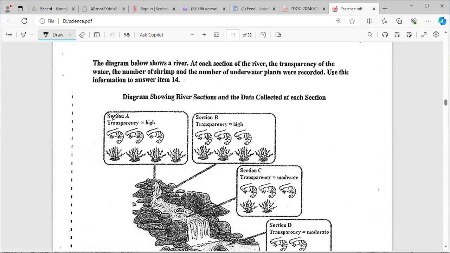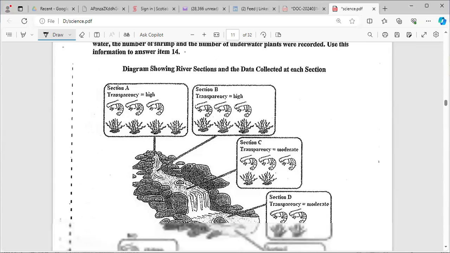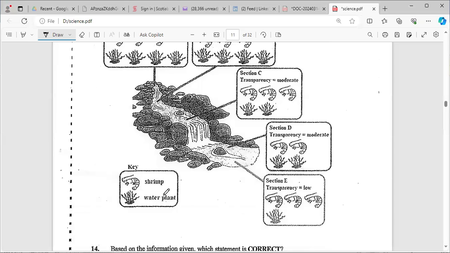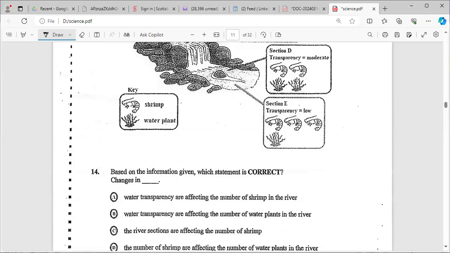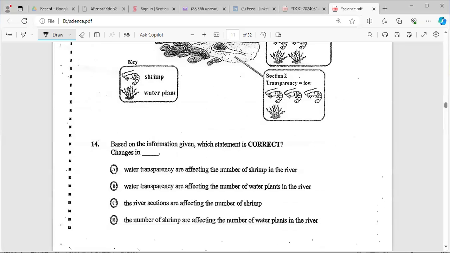So here we have transparency is I, and they give us this. Transparency moderate, and they give us this. And transparency this, and they give us this. So we have the shrimp and the underwater plant. Based on the information given, which statement is correct? Changes in A, water transparency are affecting the number of shrimp in the river. No. Water transparency are affecting the number of water plants in the river.